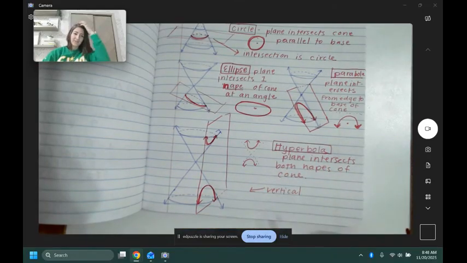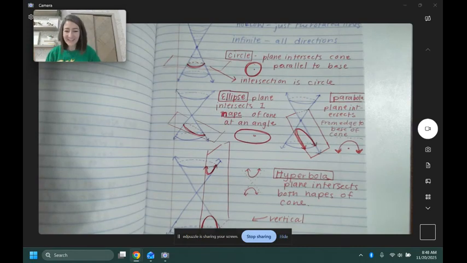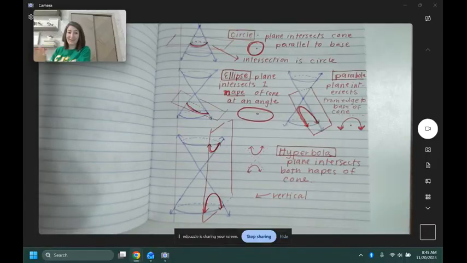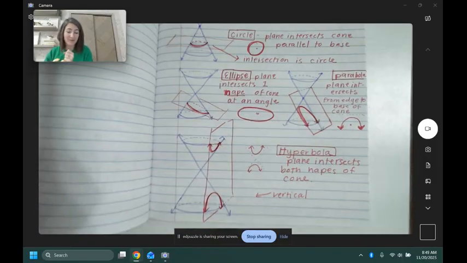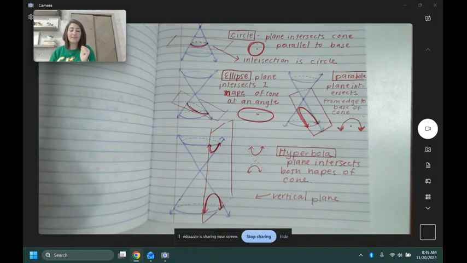I'm going to post a video of somebody who animated all of these cones and turned them around so you can see them at all angles. It might be clearer than my couple of drawings here. But take your time to really get to know how these shapes are formed with the cone, because everything in the rest of this unit is based off of how this plane intersects with the cone. So take your time getting to know it.